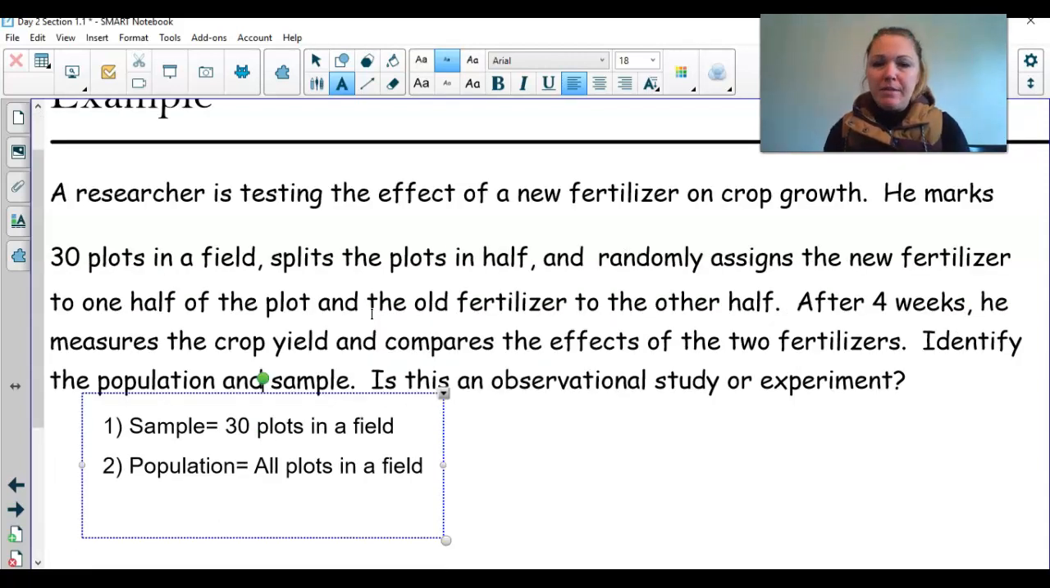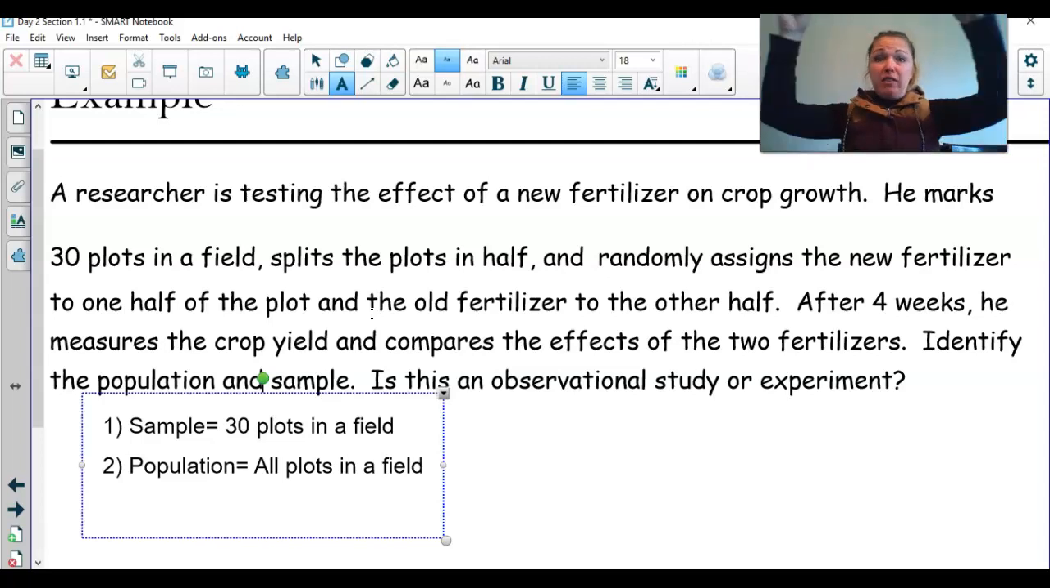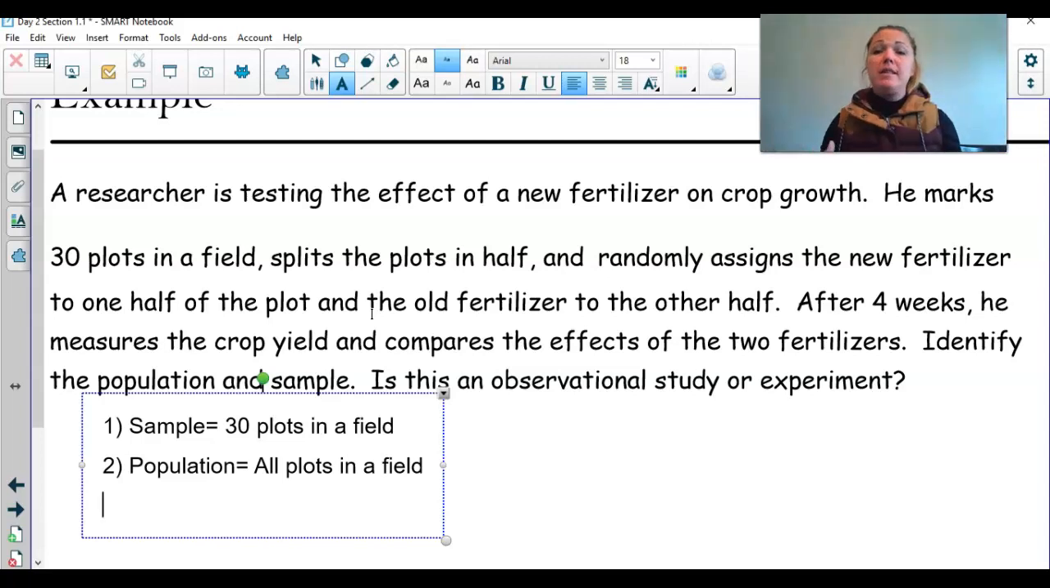And then is this an observational study or an experiment? Now a treatment is being imposed. They're being broken up into 2 groups, and one group gets the new fertilizer and the other one gets the old fertilizer. Those are treatments that they're getting, and at the end they're looking at a result. So that means this is an experiment because a treatment was imposed.